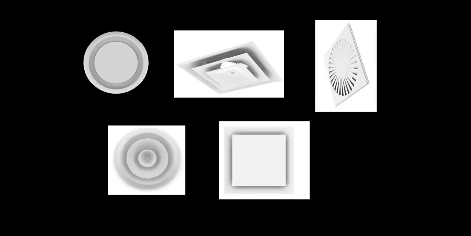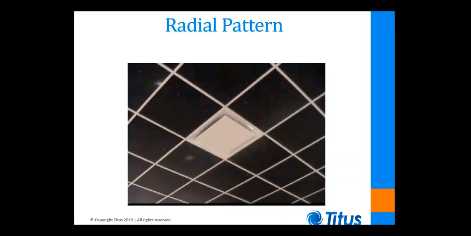Here are several examples of radial pattern diffusers. Notice some are round, some are square. Here is a video showing a radial pattern diffuser. See how there are no discernible jets.